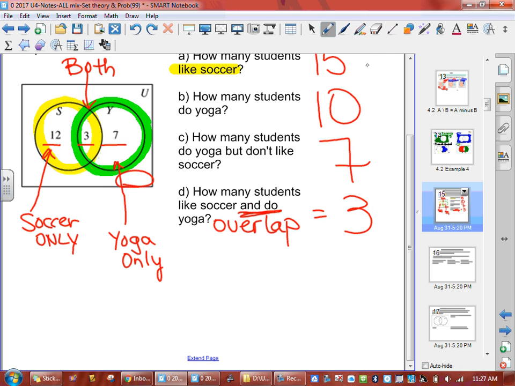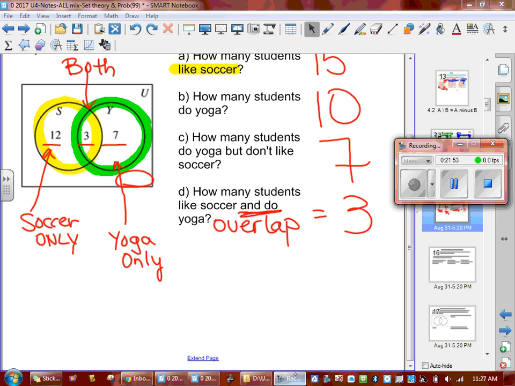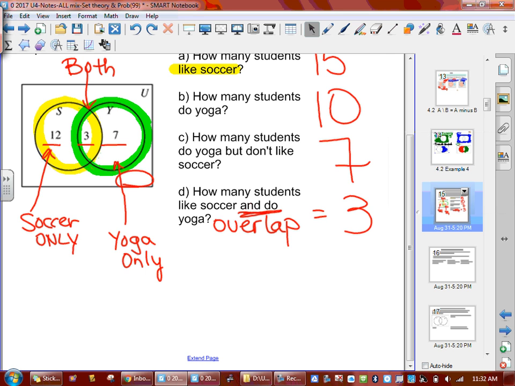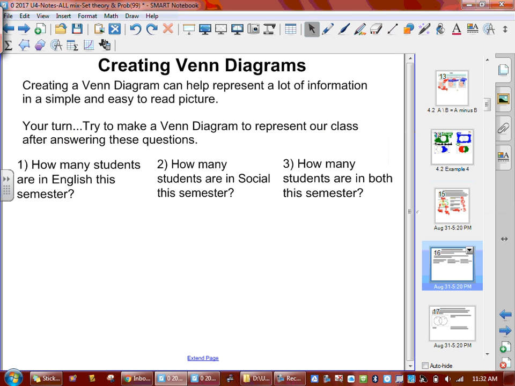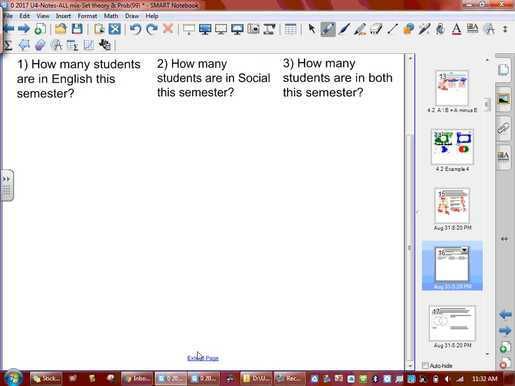Okay, we were just taking a read of how many students were in English and social, but we ended up with no overlap. So we actually changed it to English and bio. So in English this semester we had 16. Instead of social, we're doing bio. And in bio we've got 9. How many students are in both? We've got 3 students in both. So how can I represent that as a diagram?